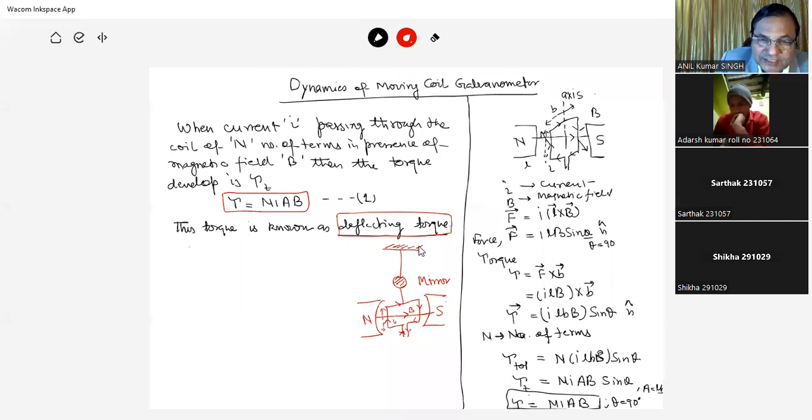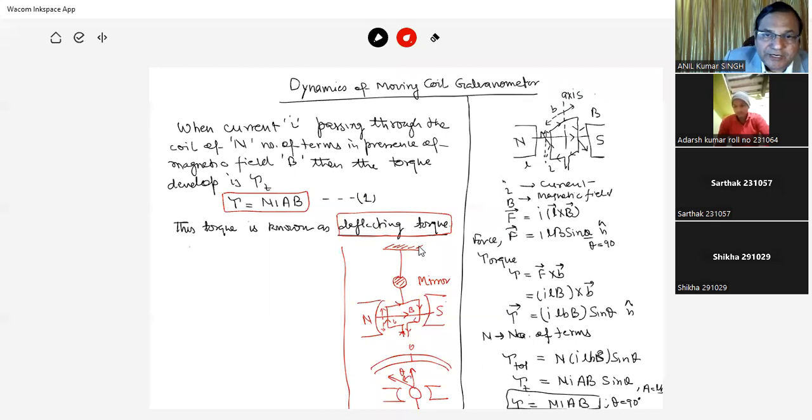So with this deflection, suppose this is the pivoted type. Again it is the same case, here are the pole pieces, here is the coil, and this one is the zero point. Initially it is here, and then it will deflect through an angle theta. So either suspended or pivoted, in both cases of the galvanometer, after deflection, the coil tries to come back to its original state.